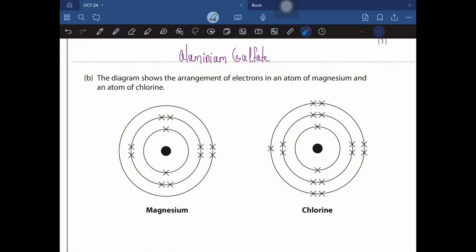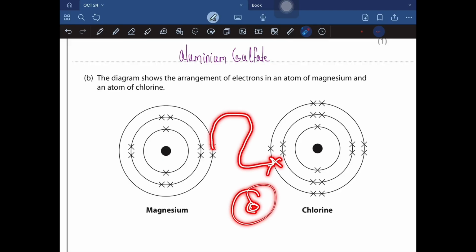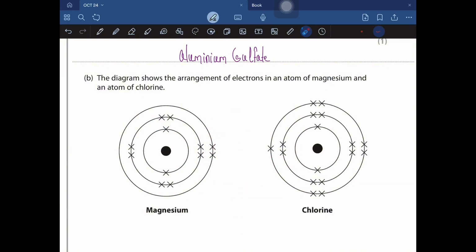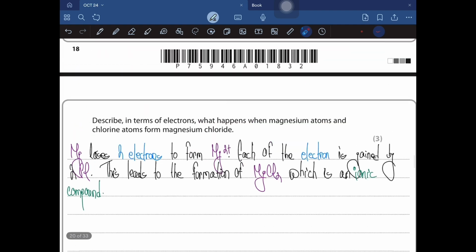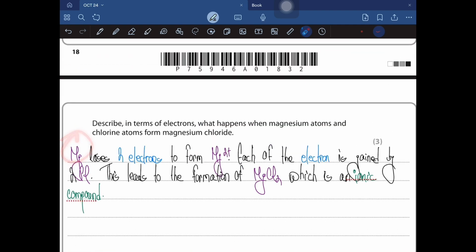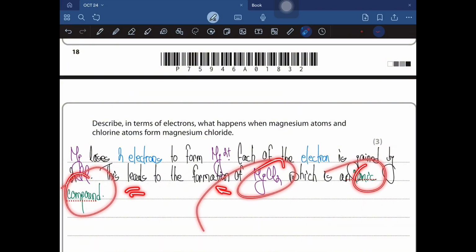And how many electrons does magnesium have? It has 2 electrons in its outer shell, right? So one of these electrons is going to come over here, and then there needs to be another chlorine atom, and the other chlorine atom needs to gain this other electron. So this is more or less what you have to describe. Magnesium loses 2 electrons to form Mg2+. Each electron is gained by a Cl. This leads to the formation of MgCl2, which is an ionic compound.